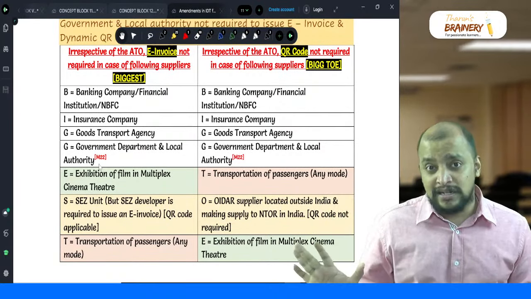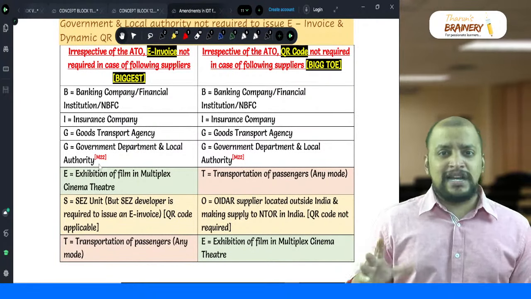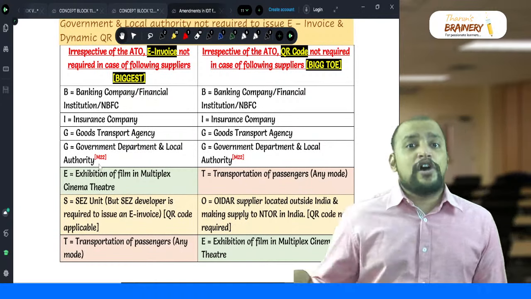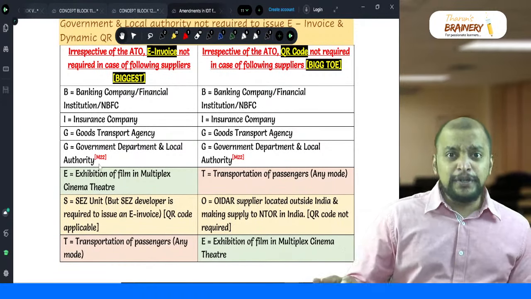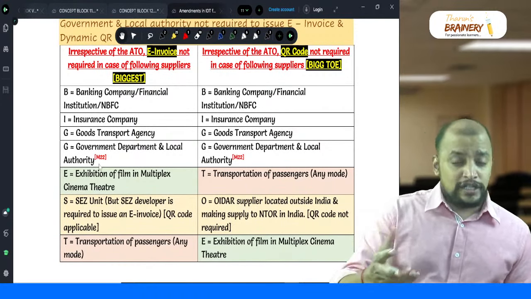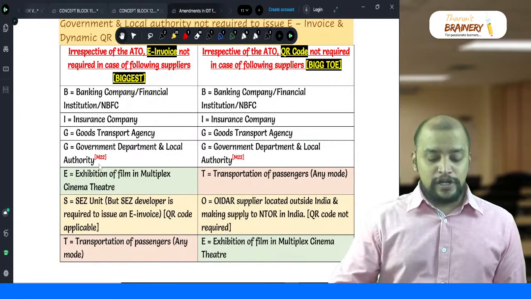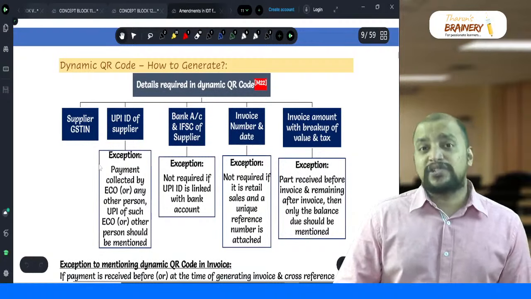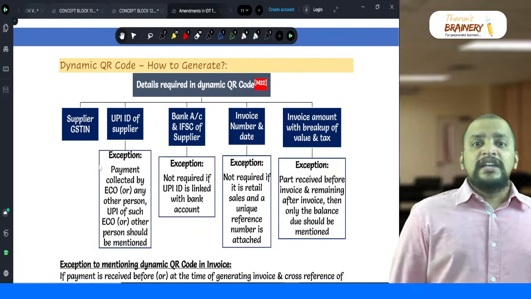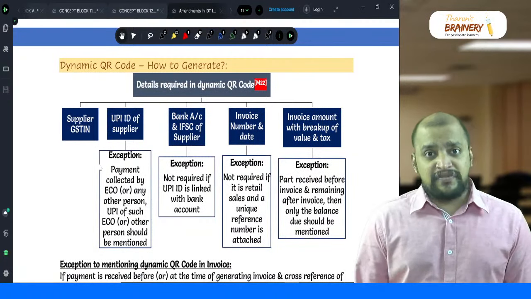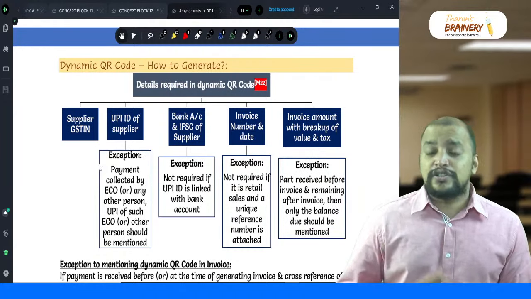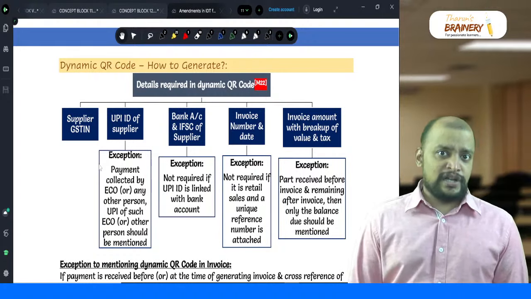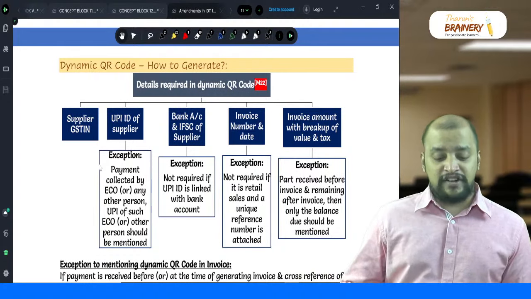So what is the amendment in this place? That government department, any government department, central government department or state government department is not required to give any invoice, even local authority. Same way dynamic QR code also, even though their aggregate turnover exceeds the prescribed limit. Then the next amendment that we have is, in dynamic QR code, they gave a clarification. What are the details that need to be entered to generate a dynamic QR code and the exceptions related to that. So that's what I have just given in a simplified format.